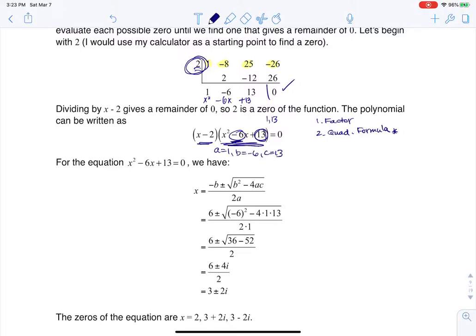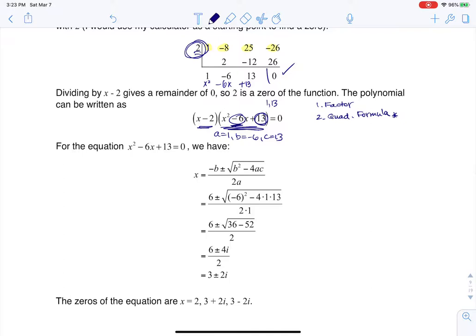I plug in the quadratic formula, keeping in mind a is 1, b is negative 6, and c is 13. As we run through this, all of a sudden, I've got this negative radicand, because 36 minus 52 is technically negative 16. A little intermediate step here would be 6 plus or minus the square root of negative 16 over 2. The square root of negative 16, this term right here, that's your 4i. So this does become 6 plus or minus 4i over 2, which is where you see me joining back up here. I simplify that and I get 3 plus or minus 2i.